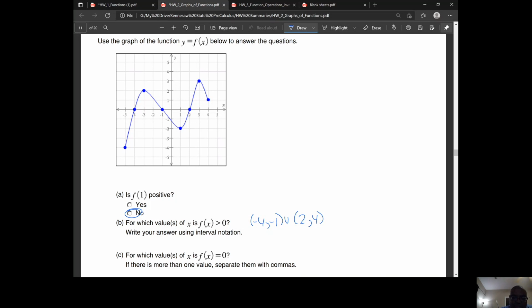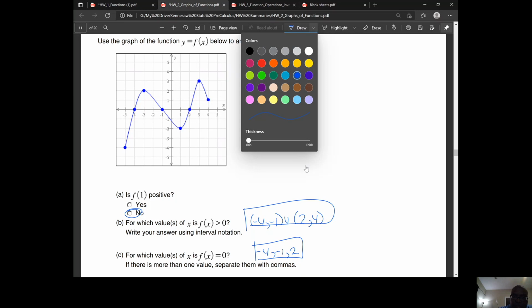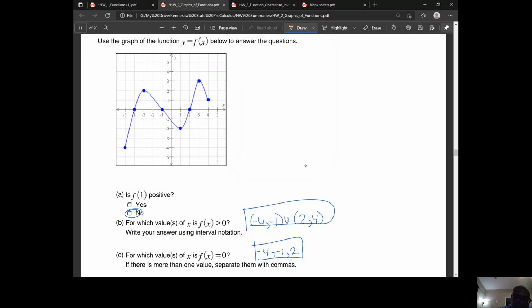For which values is f of x equal to 0? It is equal to 0 at -4, it is equal to 0 at -1, and it is equal to 0 at 2. Here, here, and here. All right.